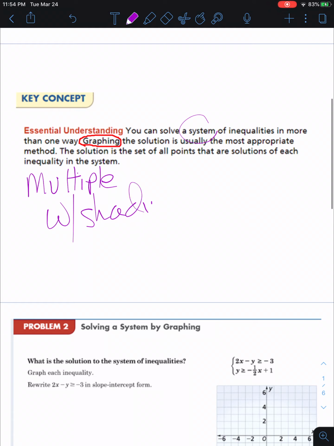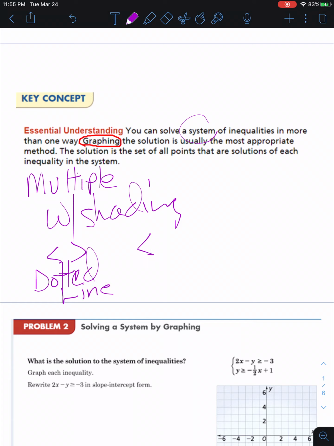And with the multiple lines, instead of having solid and hollow dots, we're going to have dotted lines for boundaries and solid lines. And they'll go with these inequalities that I'm drawing right here.